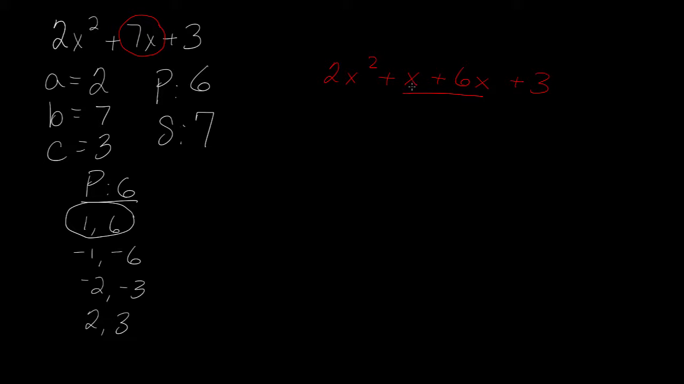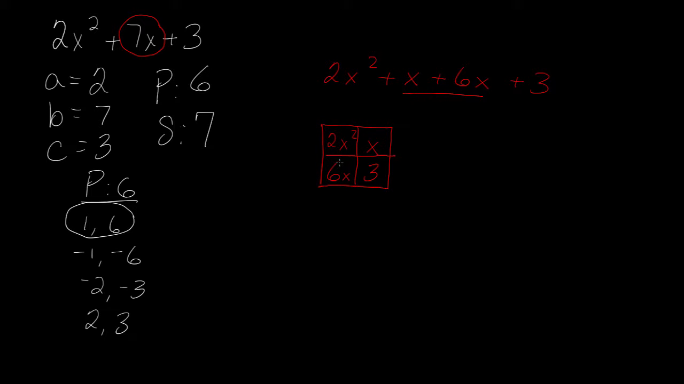Now, if I add these up, x plus 6x, I do get 7x. So I really haven't changed anything. I've just switched out numbers. All right, so now I'm going to factor this. We factor this by drawing a box. Divide your box into 4 squares. And now I'm going to fill the squares in with all of my terms in order. So I have 2x squared plus 1x plus 6x plus 3.